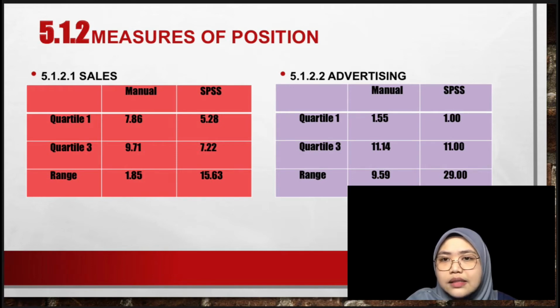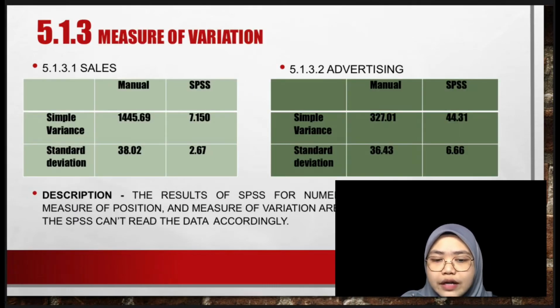For these two variables, there are different amounts between manual and SPSS for quarter 1, quarter 3, and range. 5.1.3 is measure of variation for sales and advertising. The amounts shown there are different between manual and SPSS for sample variance and standard deviation. The result of SPSS for numerical descriptive measure of position and measure of variation are not the same as manual because the SPSS can read the data accordingly.